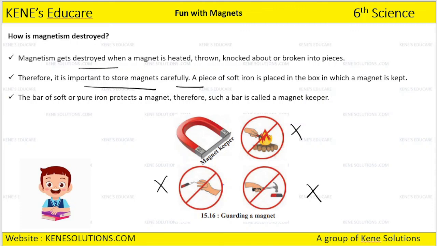The bar magnet. A bar of soft or pure iron protects the magnet. Therefore, such bars are called magnet keepers. तो यहाँ पे आप देख सकते हो, this is the magnet keeper. यहाँ पे iron bar of pure iron is used and it will protect the magnet.